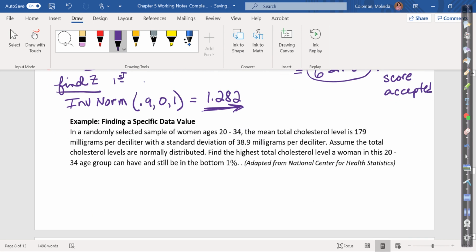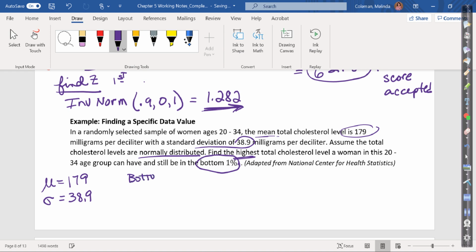All right, next example. In a randomly selected sample of women aged 20 to 34, the mean cholesterol is 179. So the mean is 179. Standard deviation is 38.9. Assume the total cholesterols are normally distributed. Find the highest cholesterol level a woman in this age group can have and still be in the bottom 1%. So bottom 1% is going to equate to the first percentile.